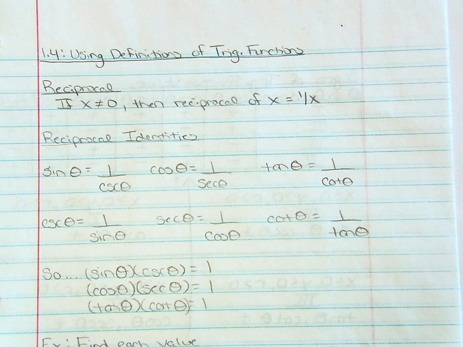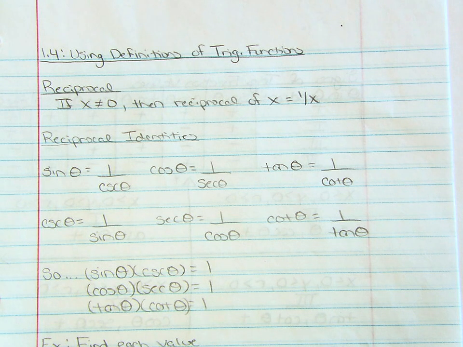So today is 1.4, which is using the definitions of the trigonometric functions. The first types of identities, or different types of formula-type things, we're going to use are the reciprocal identities. First you have to understand what a reciprocal is. Hopefully everybody has heard that word somewhere in their mathematical career. The reciprocal basically is where you flip it. As long as x doesn't equal 0, the reciprocal of x is 1 over x.